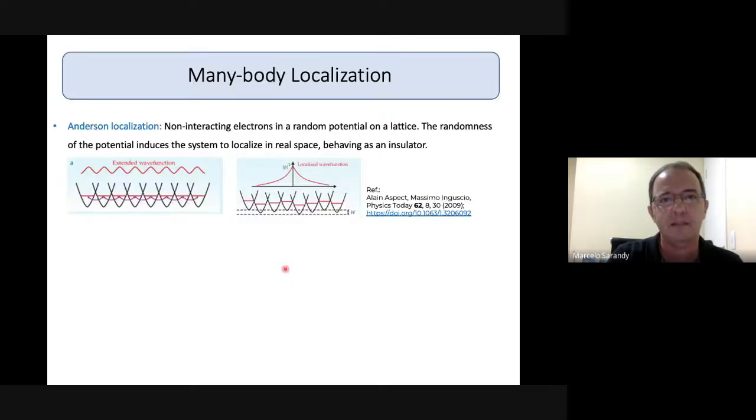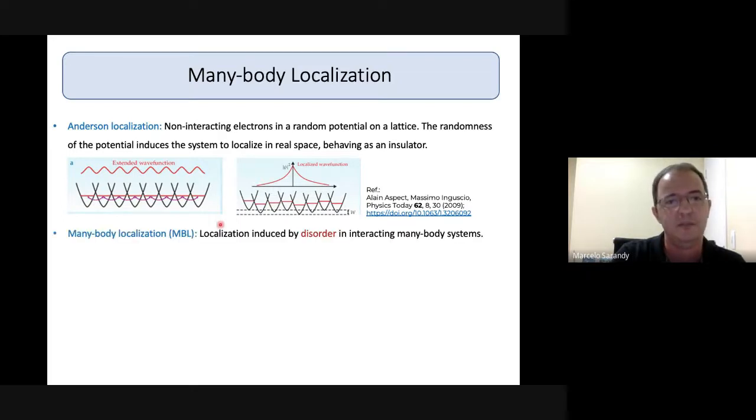So let me start with many-body localization first. The concept of localization was first introduced by Anderson, and in Anderson localization, we have non-interacting electrons in a random potential. In the absence of randomness, the electrons may hop through the sites of the lattice, and we have an extended wave function. Now, if we turn randomness on, and if randomness is strong enough, then the system may get localized and behave as an insulator, and then we have a probability density that is exponentially decaying around some localization position. But here today we are interested in a different kind of localization, which is many-body localization.